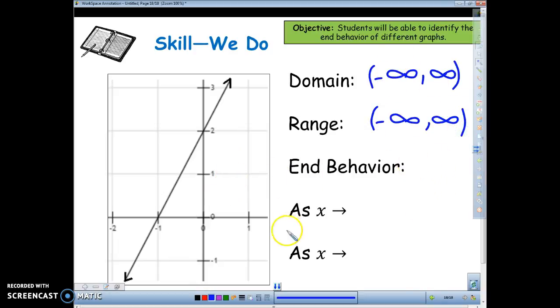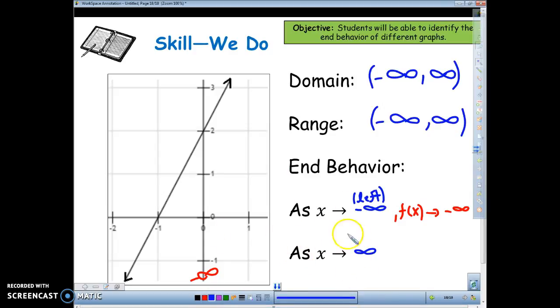So end behavior. End behavior always has as x goes to negative infinity and as x goes to positive infinity. So as I go towards negative infinity, and remember this is the left, so as my function goes to the left, where are my y values going? And I hope you see as I go this way, my arrow is going down. So it's going down, and when my arrow goes down, that means f of x goes to negative infinity because I have negative infinity down here. So as I go to the left, my y values go down. So that's what this is saying.